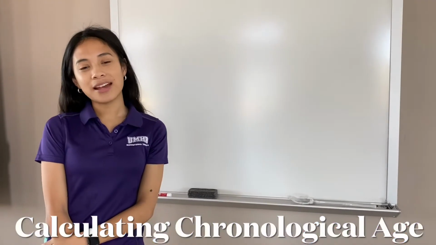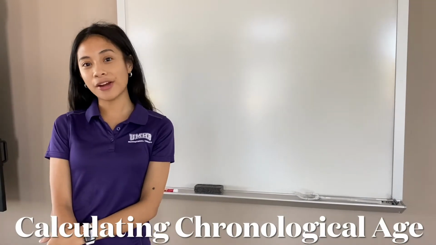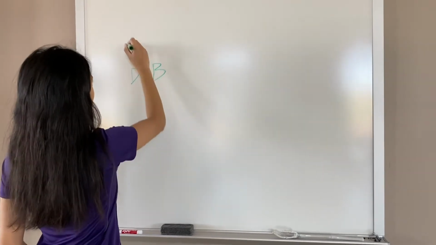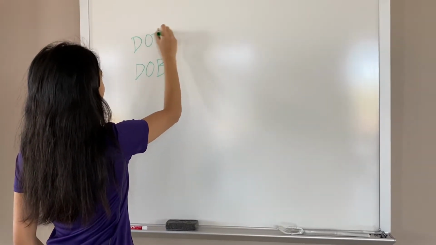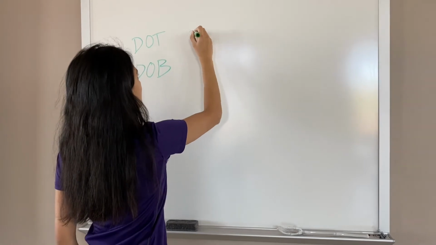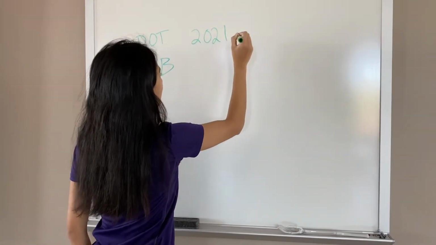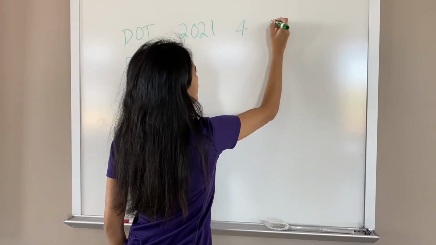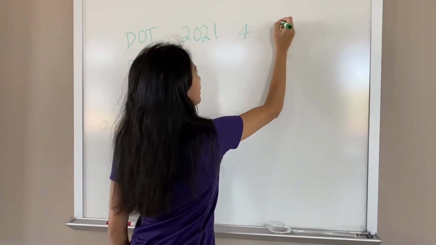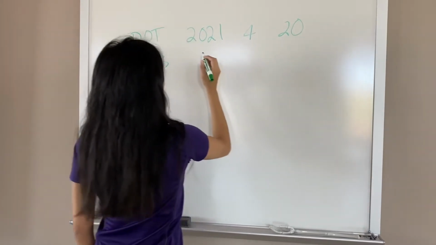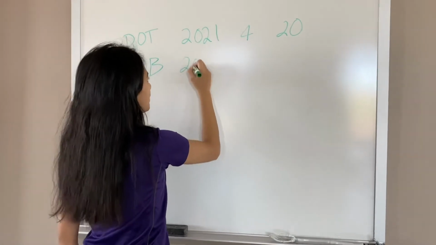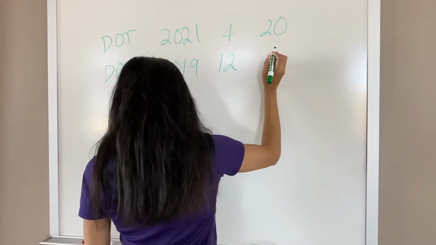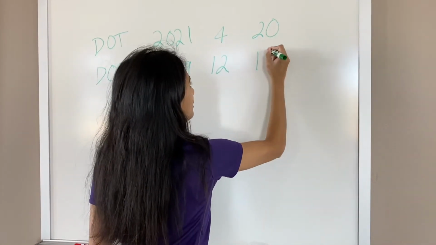I'm going to show you guys how to calculate the chronological age for our client. So you take the date of birth and the date of testing. So the date today is 2021, and the month is April, and then the date is, what's the date? The 20th. And then the date of birth for our client is 2019, and he was born in December, and the day was the 11th.